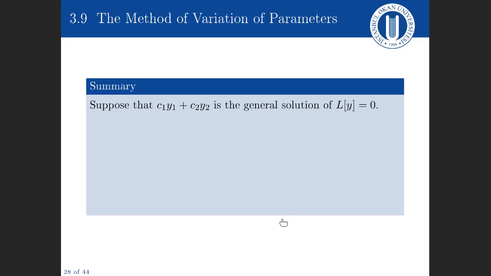So let me summarize the method here. Let's suppose we know that c1y1 plus c2y2 is the general solution to a homogeneous differential equation, and we're trying to find a particular solution to a non-homogeneous equation. Step 1 is we make a guess. We guess that the particular solution is u1 y1 plus u2 y2, where instead of constants now we have functions of t.